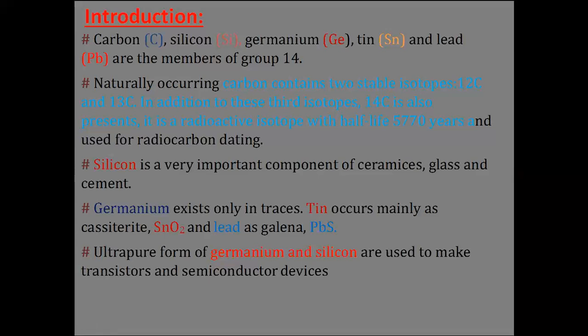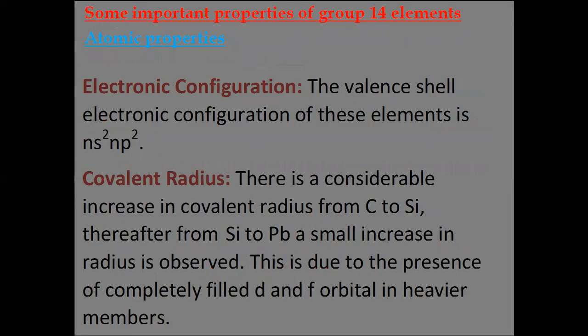Silicon is a very important component of ceramics, glass, and cement. Germanium exists only in traces. Tin occurs mainly as cassiterite, SnO2, and lead as galena. Ultra-pure forms of germanium and silicon are used to make transistors and semiconductor devices.